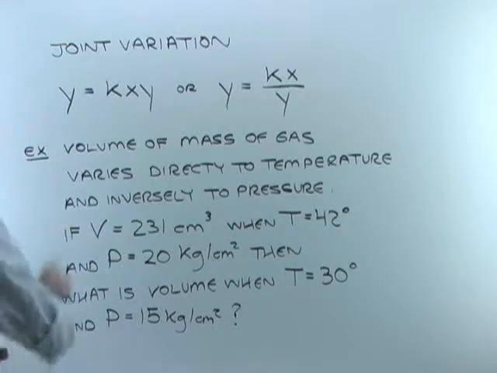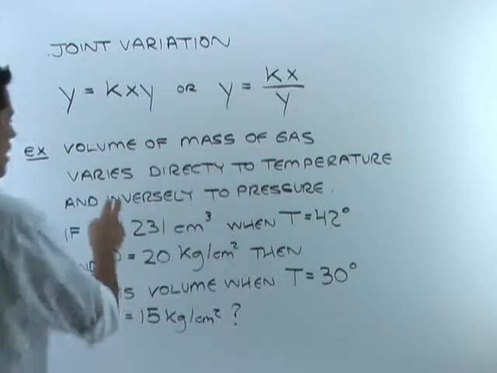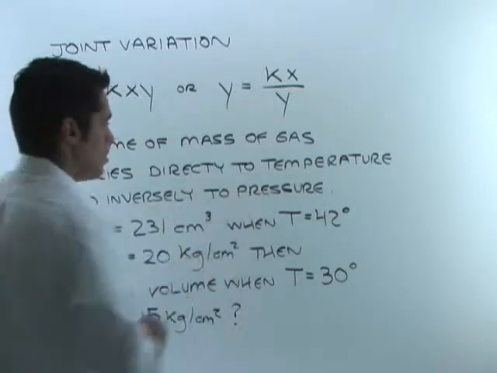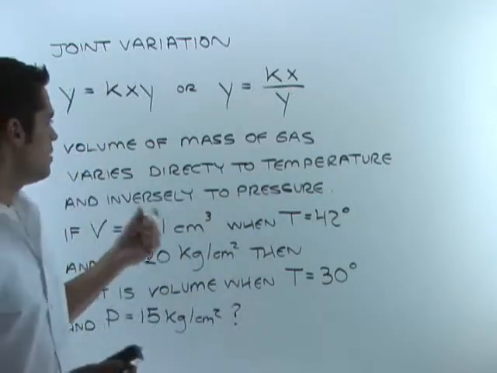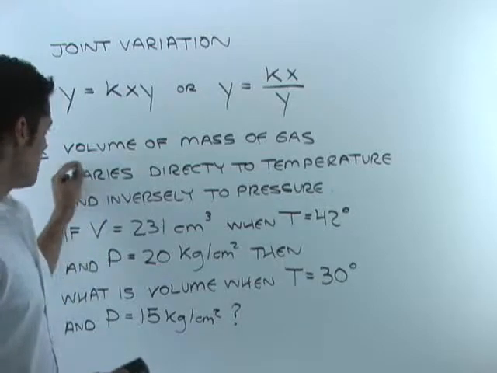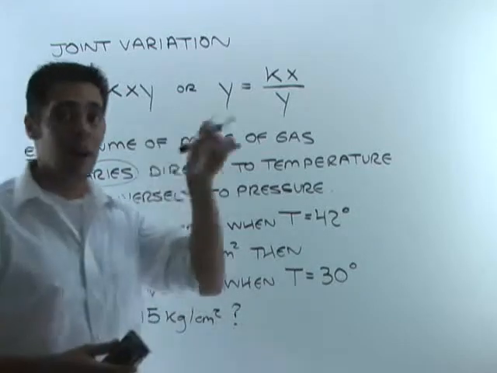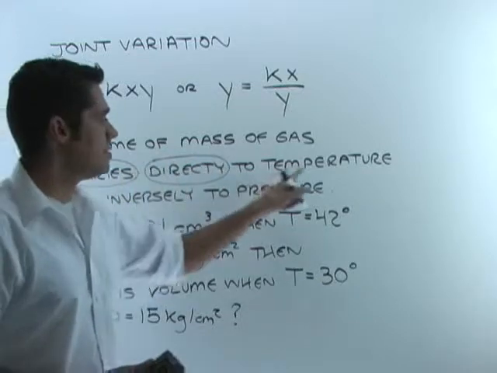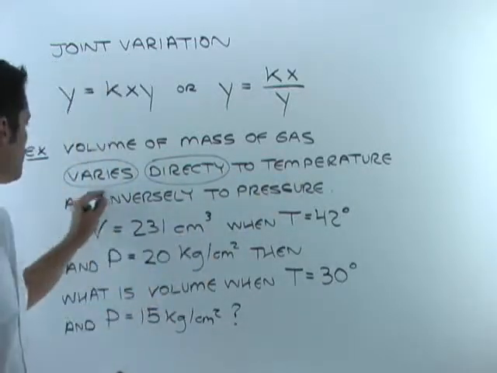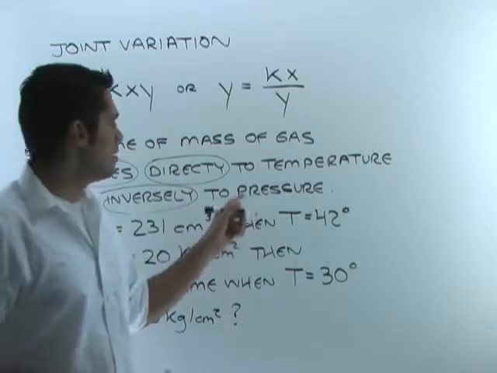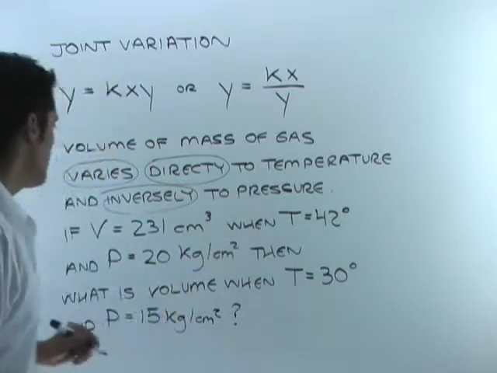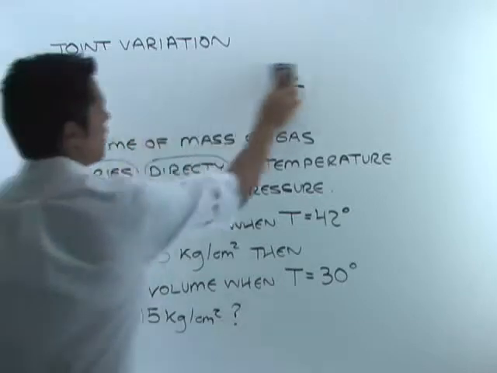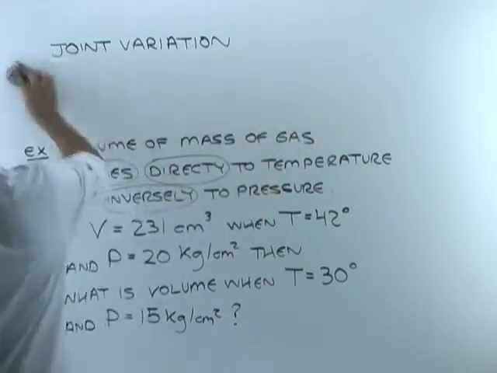Okay, the volume of a mass of gas varies directly to the temperature and inversely to the pressure. So the way that I like to remember it is that when it says it varies, that means we're going to have a constant. Okay, directly means we're going to be multiplying the temperature, and inversely means that we're going to be dividing by the pressure. Okay, so here it gives you some information, but let's first write down the equation that we can use.